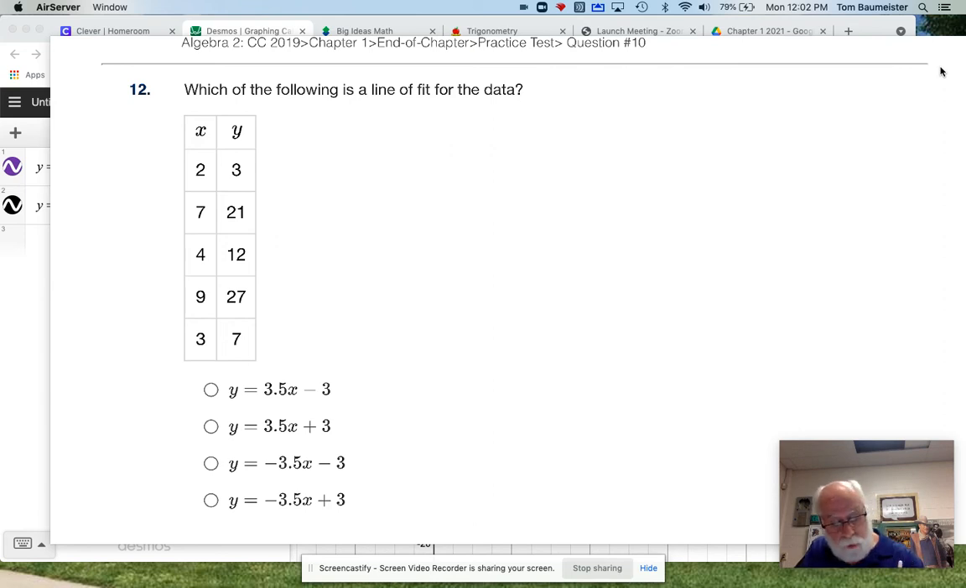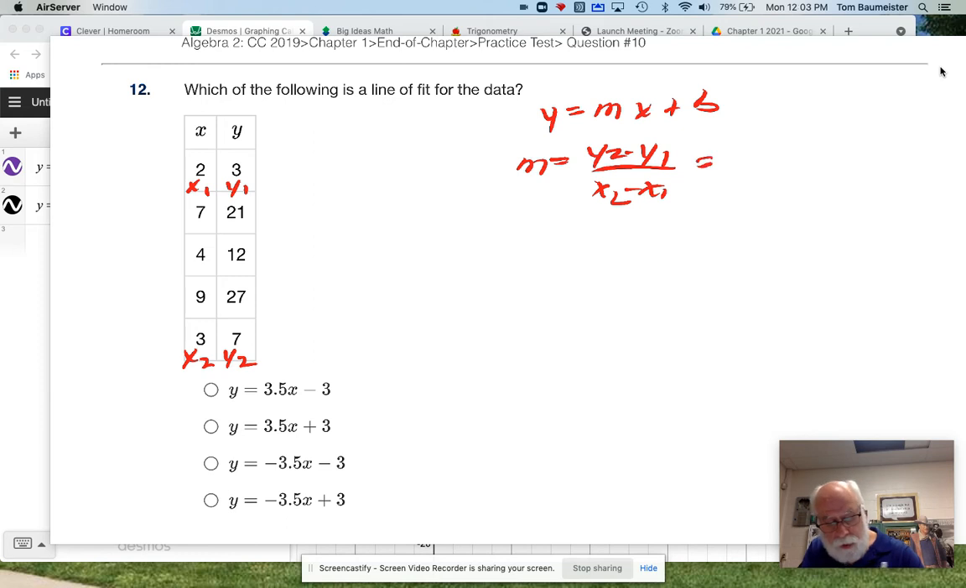So again, y is equal to mx plus b. All right, so again, I told you I'm lazy. I'm going to use ones where x ends up being 1. So I'm going to use this one here, and I'm going to use this one here. Okay, so if I use those, you'll find out that m is equal to y2 minus y1 over x2 minus x1. In this case, I get 7 minus 3 on the top. I get 3 minus 2 on the bottom.